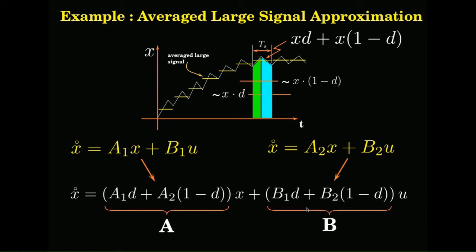This will result in an equivalent B, which will give you x dot equal to this equivalent A x plus equivalent B u, which will be the averaged large signal model. So, this model is called the average large signal model. This is an intermediate step which will come in all switched power systems.